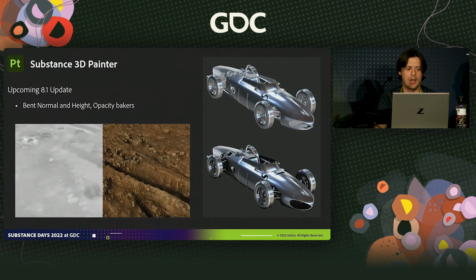We've also added a new bent normal baker as well. And so I want to give you guys a little bit of information on this here. The bent normal baker is going to be really useful in Painter for shading. It's also very applicable for game engines. So Unity and Unreal, they both support bent normals. Bent normals can be used to improve the overall diffuse and specular shading.